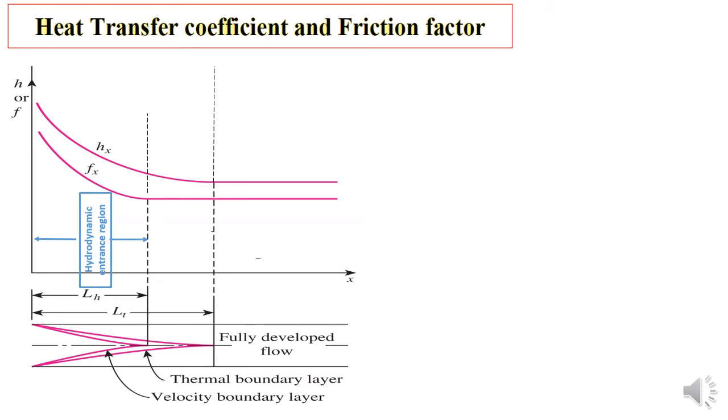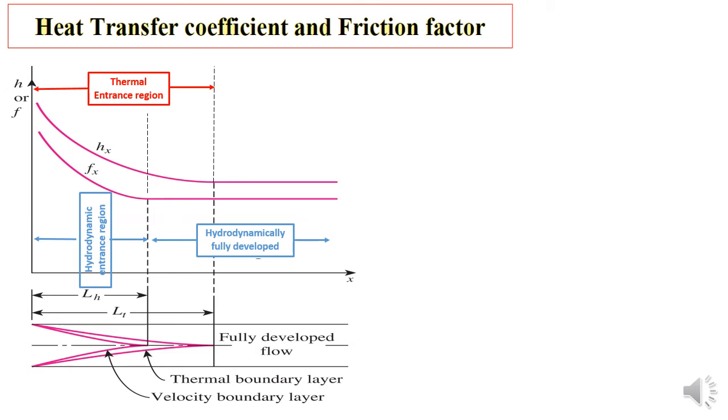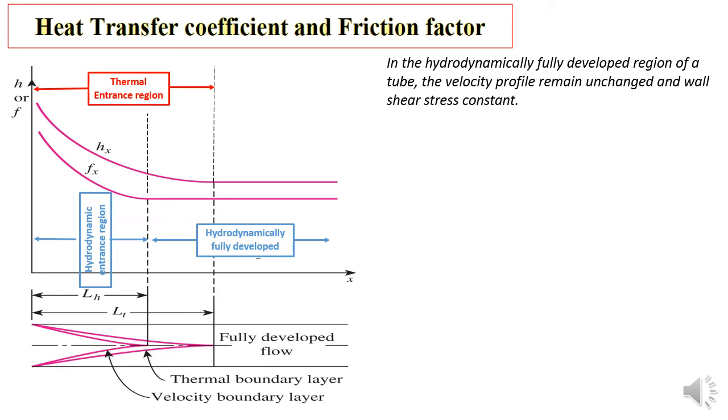And this is the region of the hydrodynamic entrance region, L_H. And then we have the thermal entrance region, L_T. We have the variation distance between these two. And then we have the hydrodynamically fully developed region. In the hydrodynamically fully developed region of a tube, the velocity profile remains unchanged and wall shear stress is constant. As you can see here, the friction factor fx starts to be constant at the hydrodynamically fully developed region.